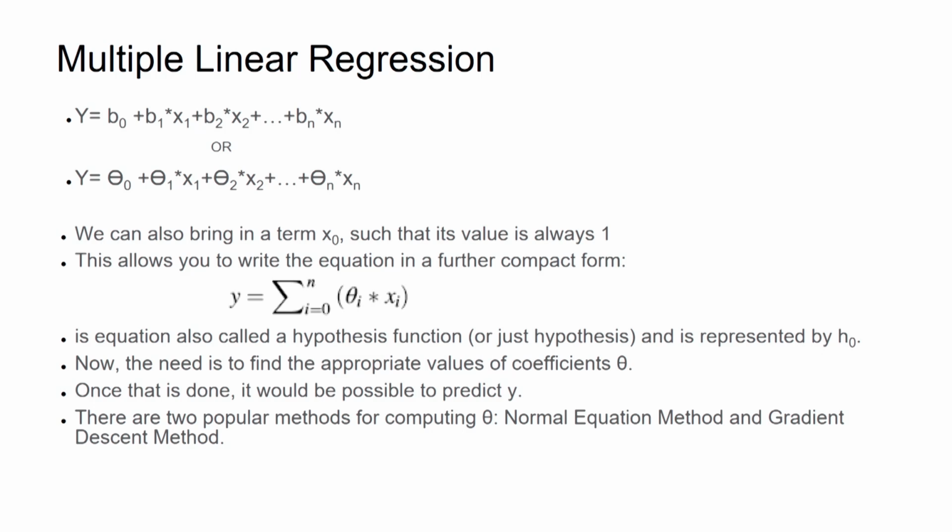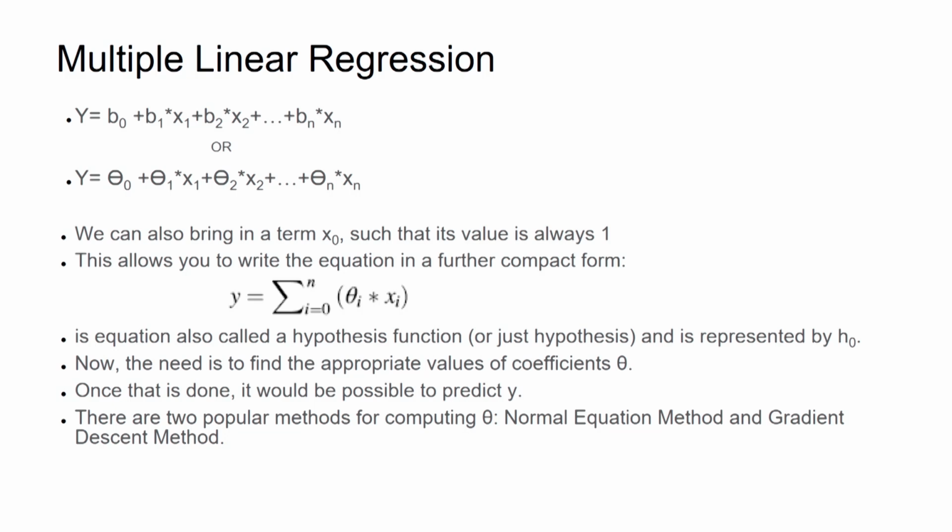We can write compactly this expression as y is equal to summation i is equal to 0 to n theta i xi or bi xi. This equation is called the hypothesis function or just hypothesis, and we can represent it as h theta. So, our hypothesis is this.